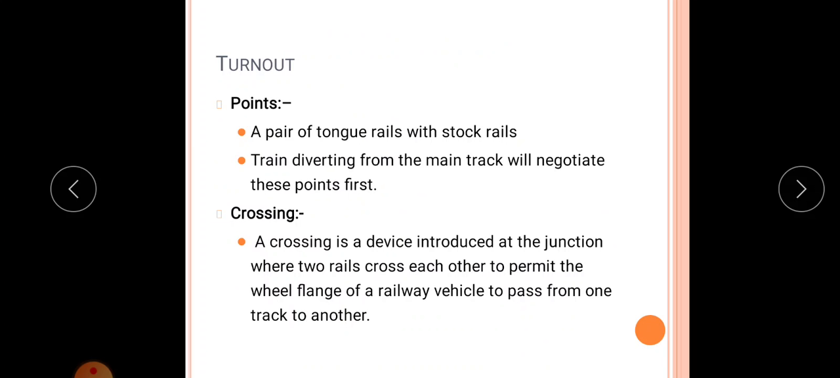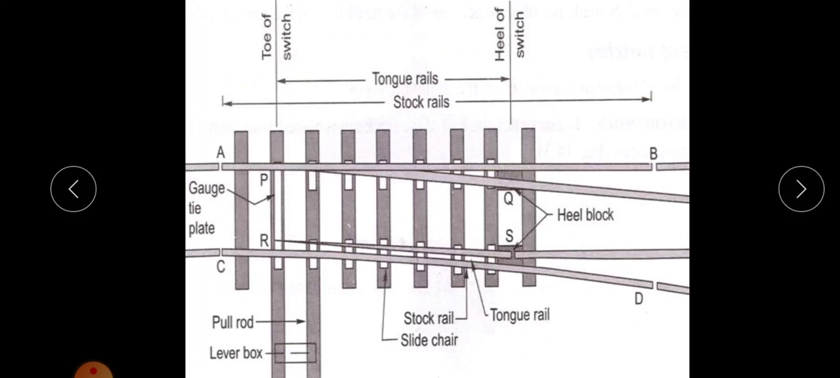Then there will be a gauge tie plate. Here this is the gauge tie plate, and this is provided to fix the gauges and ensure correct gauge at the point. So what is gauge? Gauge is the inner distance between two rails. So in order to maintain the correct gauge at the points, we are providing a gauge tie plate. Okay, so these are the main components of a switch or point.